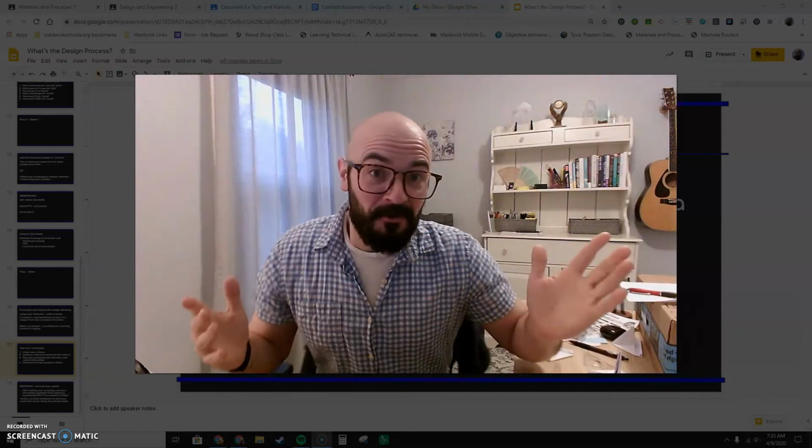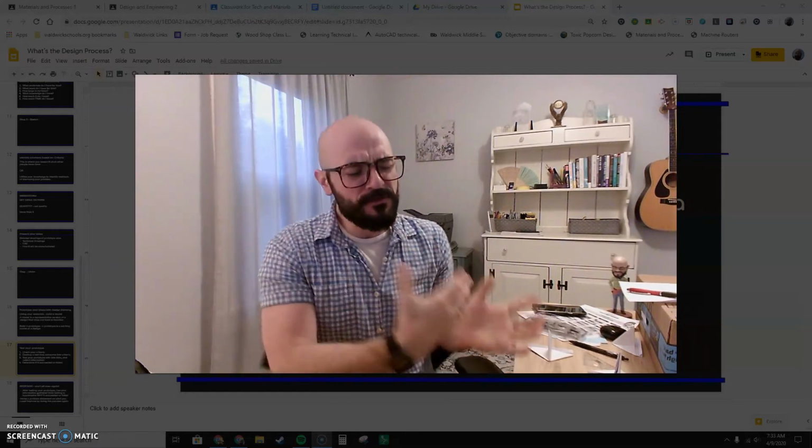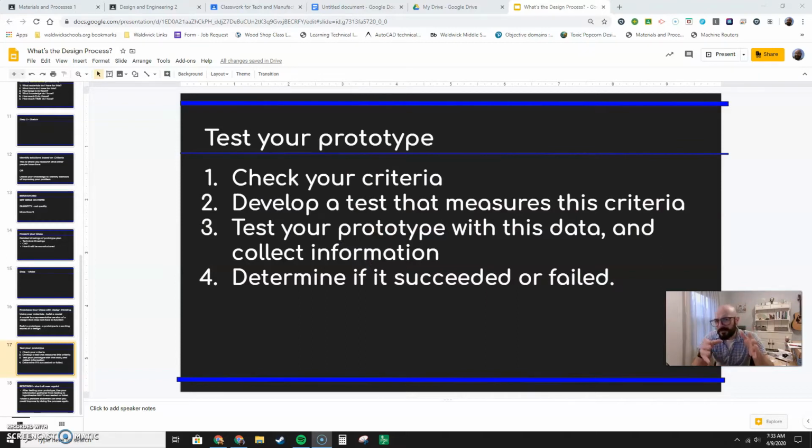So we've come a long way and we're nearly done with the design process. I'm going to finish up our notes on this and then show you my example of what I do for this step. So after building your prototype, we are then going to go back to our criteria. Now, you check your criteria to remember what you're measuring and think about how you're going to measure it. Because the next step is to develop a test that measures this criteria.